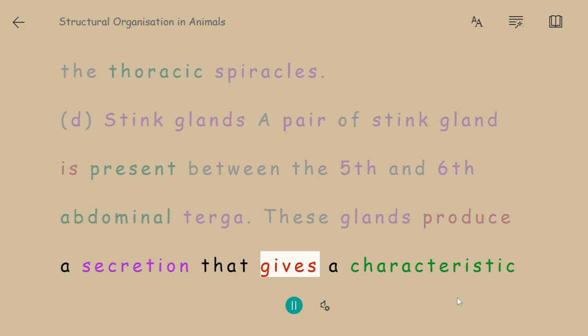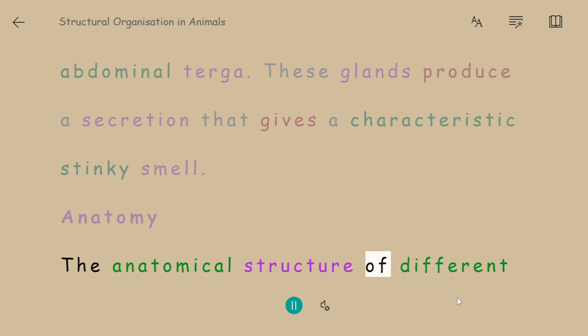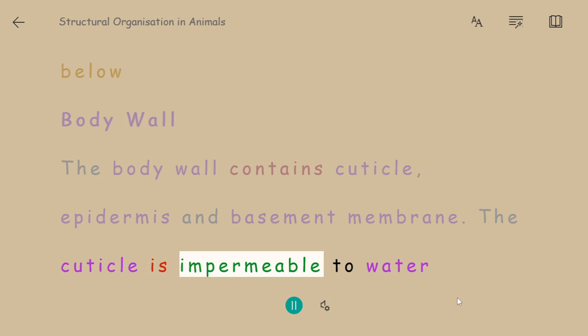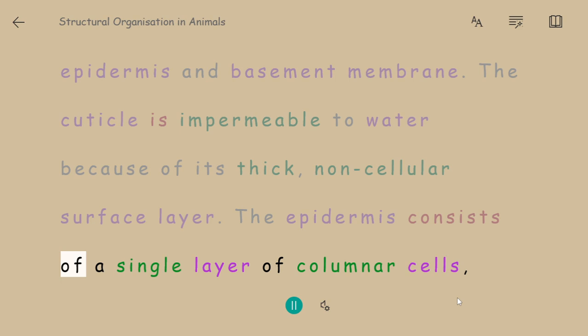Anatomy. The anatomical structure of different parts of cockroach body is described below. Body wall. The body wall contains cuticle, epidermis, and basement membrane. The cuticle is impermeable to water because of its thick, non-cellular surface layer. The epidermis consists of a single layer of columnar cells, enclosing some gland cells.